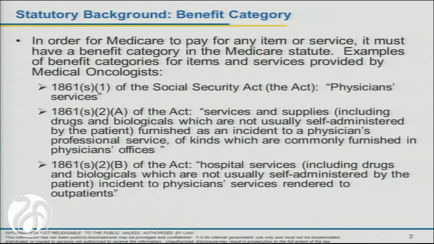The other one, or the next two, at least relevant to this discussion, are Section 1861(s)(2)(A) of the Act, which are services and supplies, including drugs and biologicals, which are not usually self-administered by the patient, furnished as an incident to a physician's professional service of the kinds which are commonly furnished in physicians' offices. So what these are, Part B drugs. Drugs that are self-administered are Part D drugs.